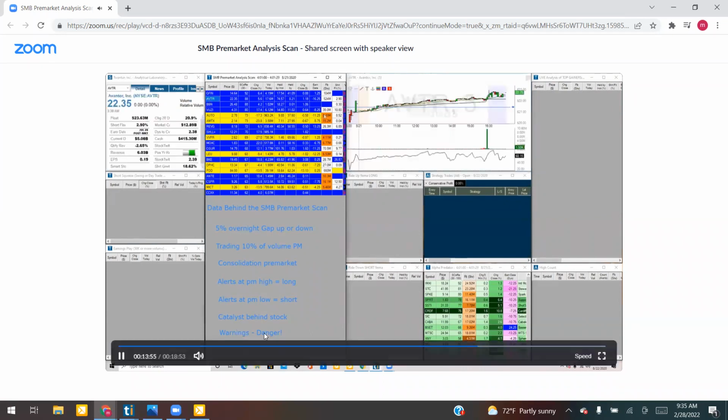So let's just repeat the ones that we would look at. ABTR. Why? Consolidation pre-market. Right there.